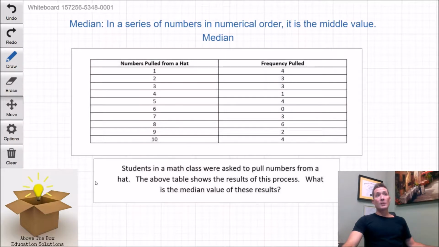So we're going to go ahead and look at the problem here. Let's make sure we read it completely. Students in a math class were asked to pull numbers from a hat. The above table shows the result of this process. What is the median value of these results?